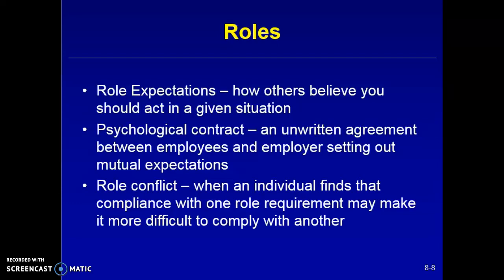When we think about it, we will see people and think, well, that's the way that person should behave. And it's really defined by the context in which the person is acting. There's also the psychological contract. It's an unwritten agreement between employees and employers setting out mutual expectations. So we have those psychological contracts with our employees, knowing that we're supposed to act a certain way. At Union University, we're supposed to act Christianly because we're a Christian university. Then we may have a conflict with that, when the individual finds that compliance with one role's requirements makes it more difficult to comply with another.